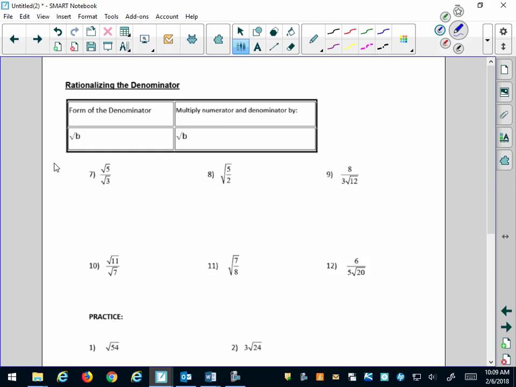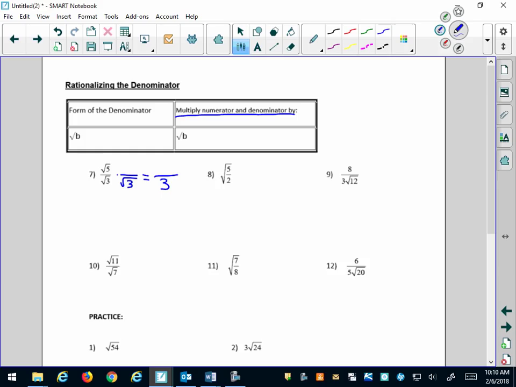So the basic rule here is we're just going to multiply the numerator and the denominator by whatever is under the radical in the bottom of your fraction. So, in this first one, there's a square root of 3 on the bottom. What we want to do is multiply that by itself. Square root of 3 times the square root of 3. Because multiplying it by itself makes it become that number without a radical sign.